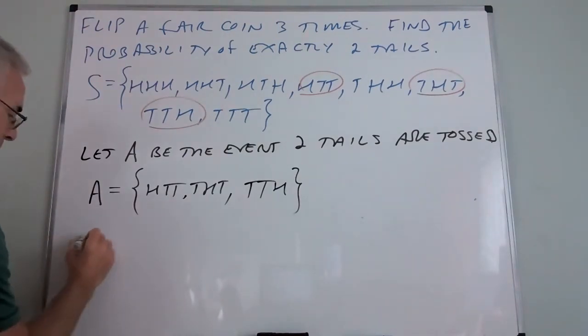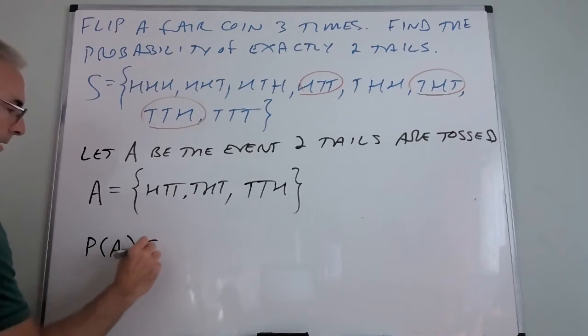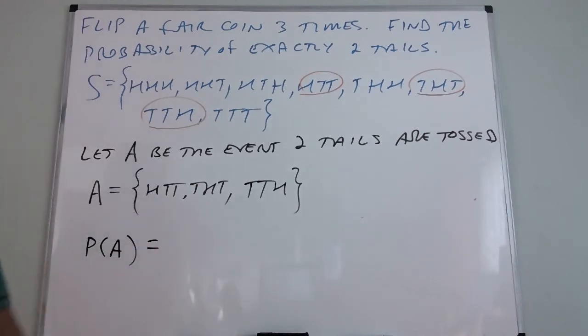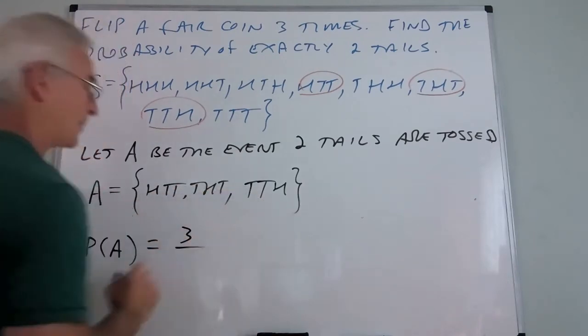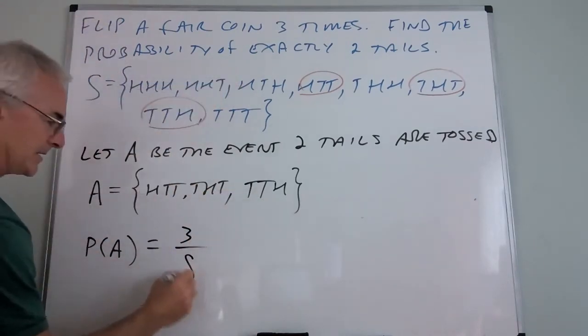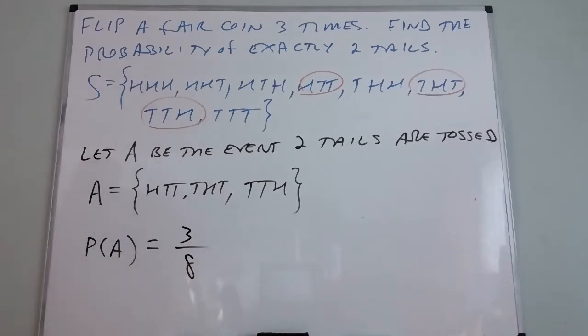If I now ask, what's the probability of A occurring? Well, how many outcomes are there in A? 1, 2, 3. How many outcomes in the sample space? You said 8. So the answer is, if I flip a coin 3 times, the probability of getting exactly 2 tails is 3/8.